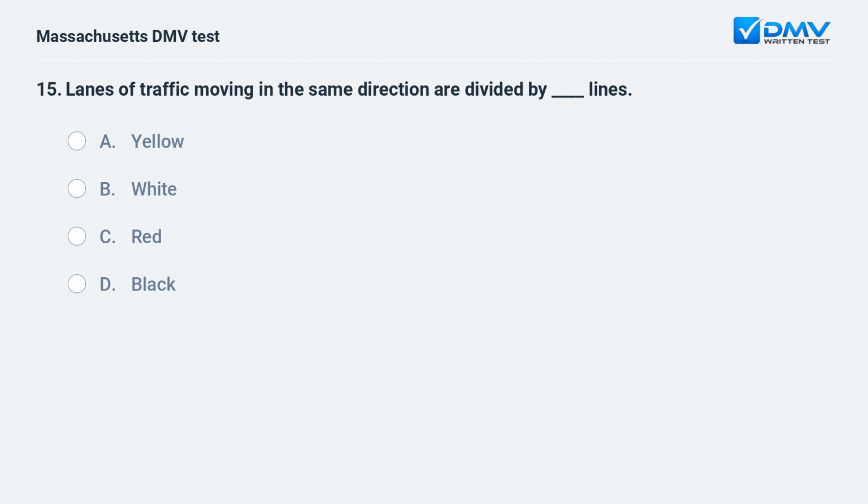Lanes of traffic moving in the same direction are divided by blank lines. A. Yellow. B. White. C. Red. D. Black.